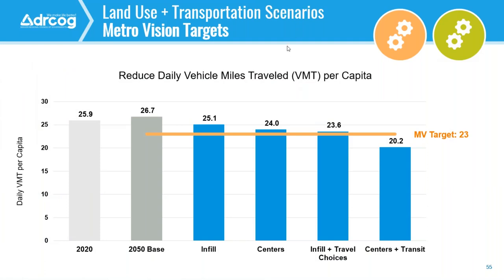So the land use and transportation scenarios, how do they compare with our Metro Vision targets? When we look at our target of reducing daily vehicle miles traveled per capita, the orange line is the Metro Vision target of 23 VMT per capita per day. You can see that these scenarios start either getting us closer to meeting that target, or in the case of the centers and transit scenario, actually help us exceed the target.